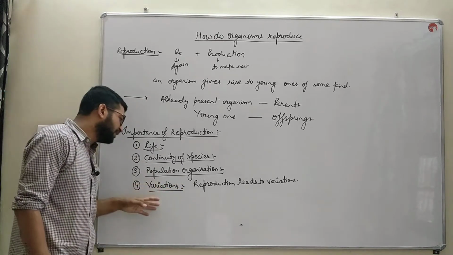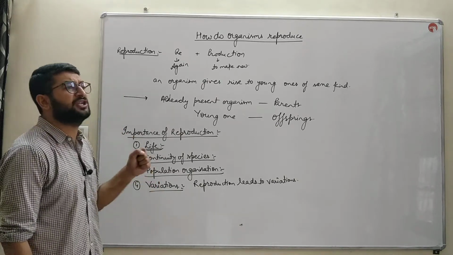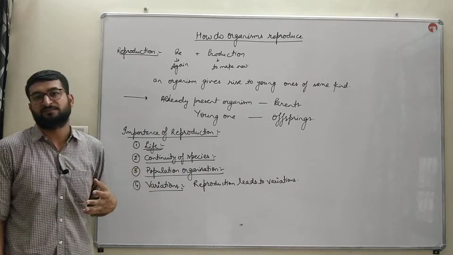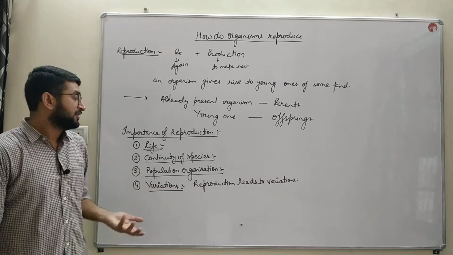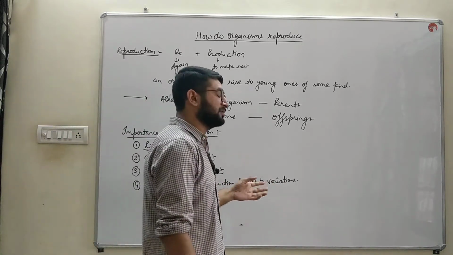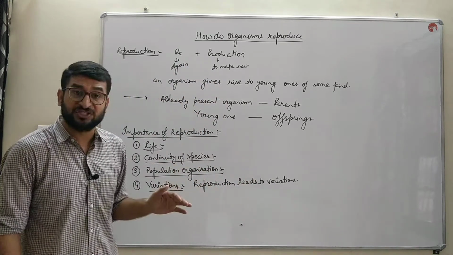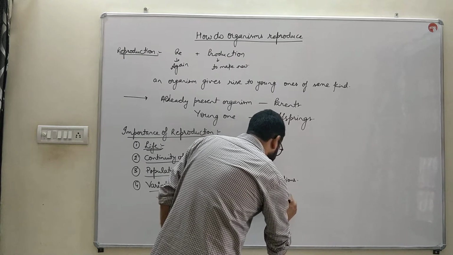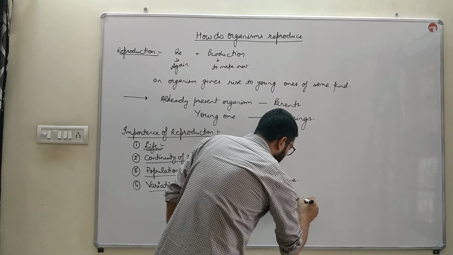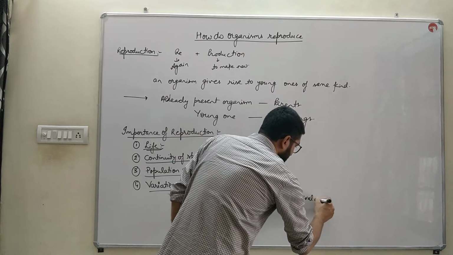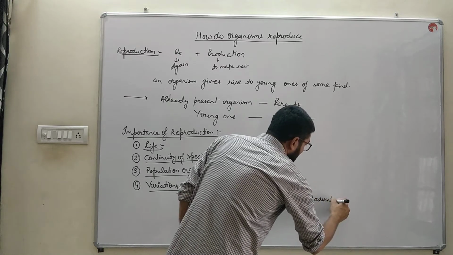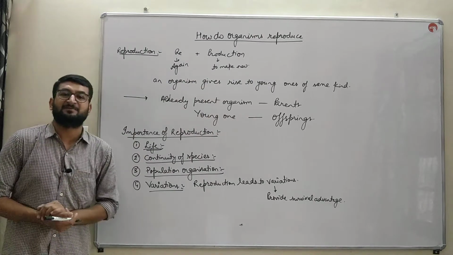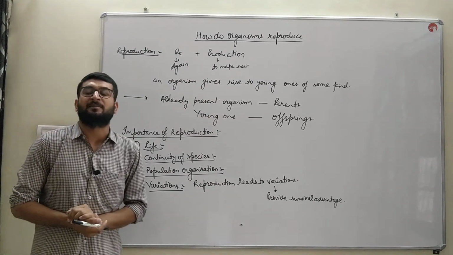But here we'll only study that reproduction is the method by which variations can come into a person, into an organism. So reproduction leads to variations, and variations provide survival advantage. In the changing environment, the survival advantage is provided by variations amongst the organisms.